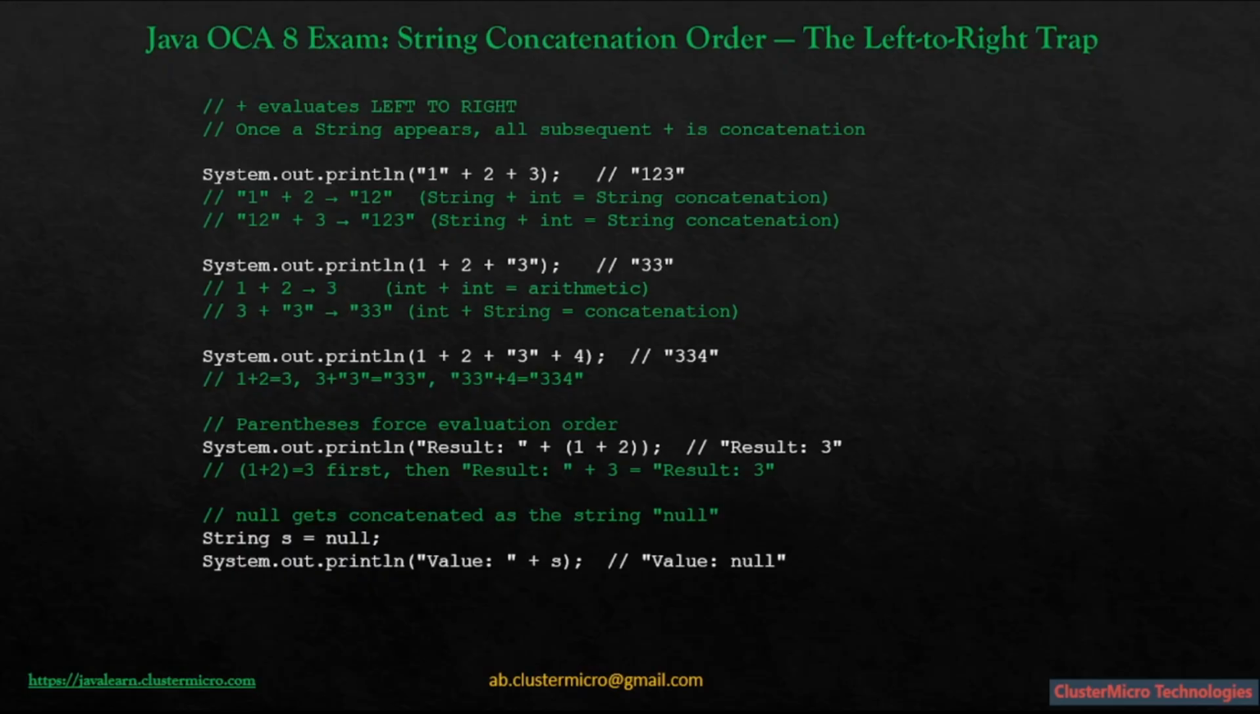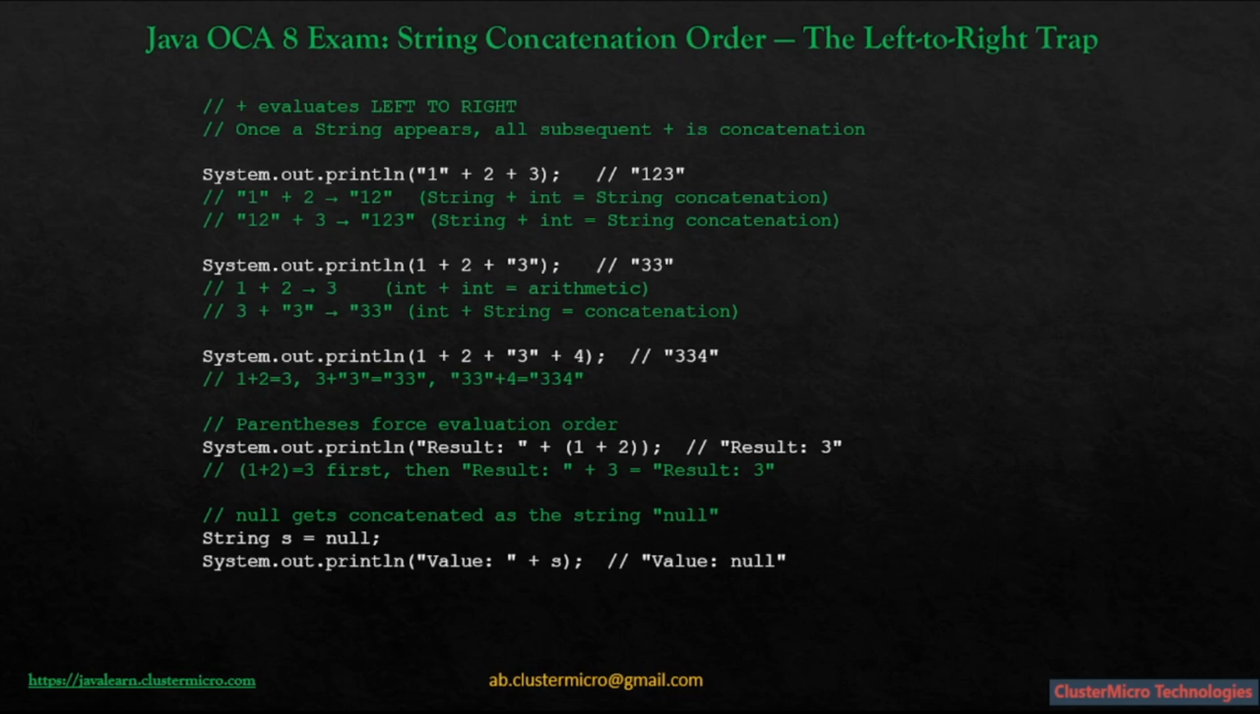Then parenthesis, it forces evaluation order. So System.out.println(result + (1 + 2)). So result is what? Result is 3, right? So parentheses are evaluated first before anything else. So 1 plus 2 inside the parenthesis is arithmetic, equals 3. Then result plus 3, string and int, it will be concatenation. So it will be result 3, right?